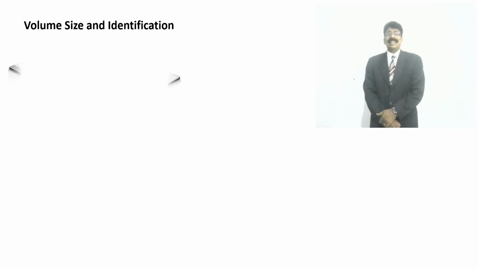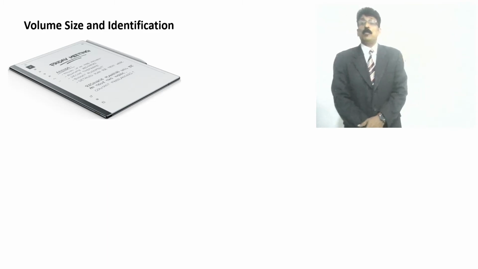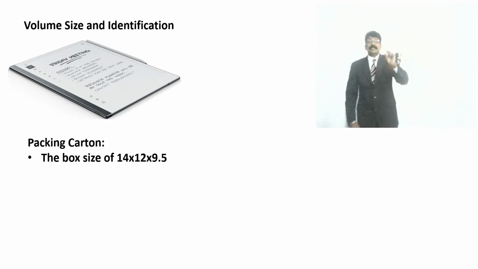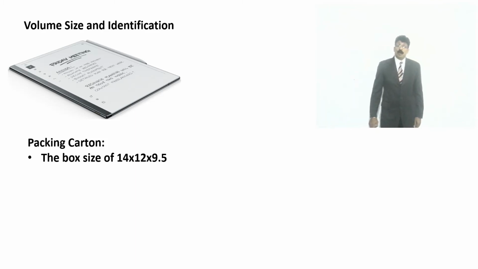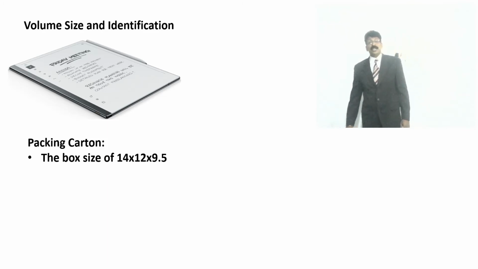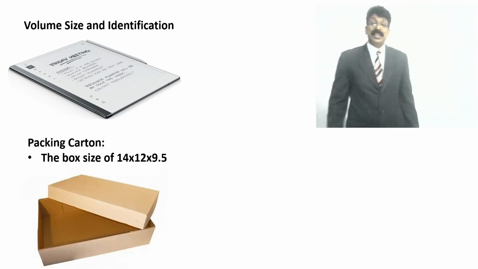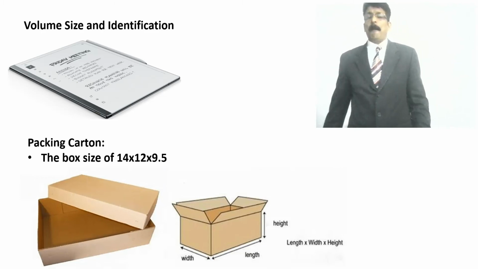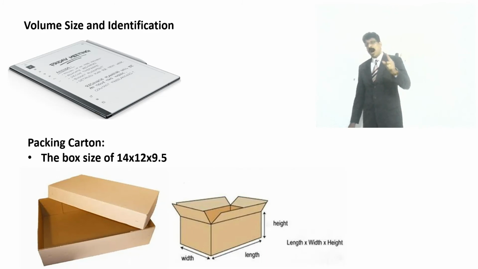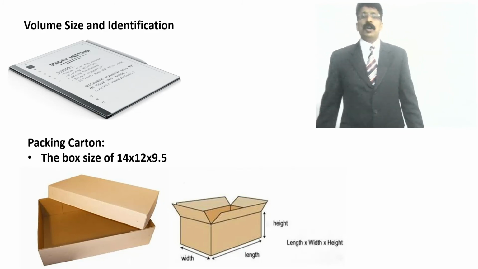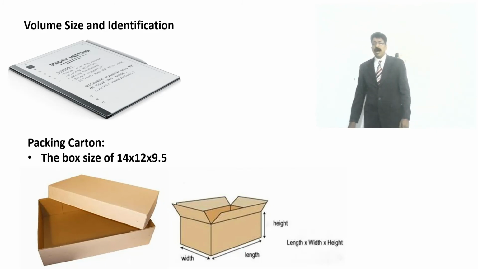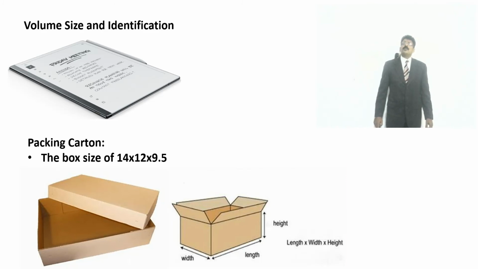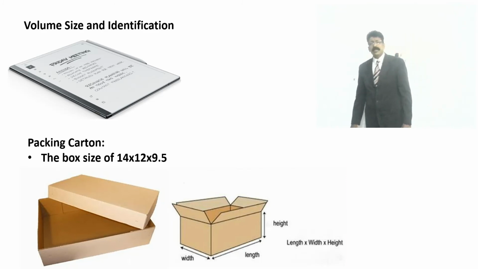Volume size and identification. Just now we have discussed the thickness of the volume. This thickness should be mentioned in the volume identification. Packing of cotton also we have seen, 14, 12 and 9.5 inch, the size they have mentioned like this: width, length and height. This is the packing cotton when you are submitting this application to FDA. They have even mentioned how to do the freight and the shipping, how you have to use a cotton, how to use the packing. What is the color of the file, thickness of the files, everything, the specification is mentioned and it should be clearly done for a new drug application.